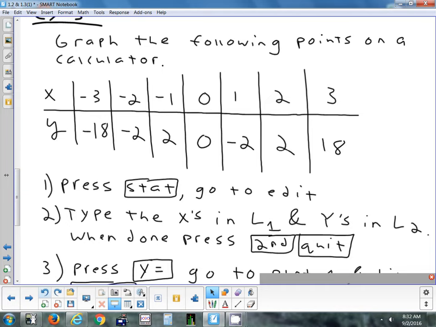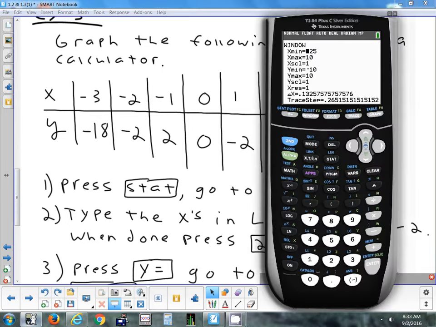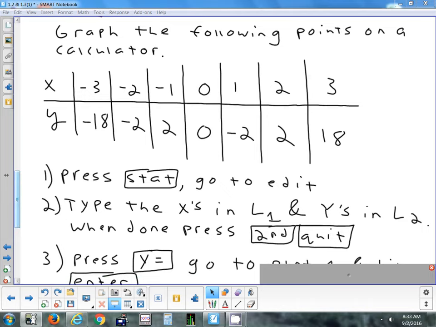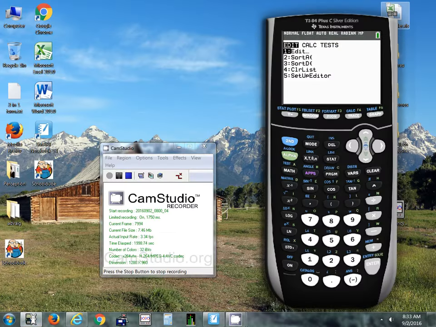All right, so to graph these points, the first thing we have to do is press stat. Okay, stat is right below the delete key. All right, so if you're in another screen at this point, I'm just going to get out of it. And I'm going to press stat. Okay. Next step, it says go to edit. Okay, so on my calculator, once I press stat, I think edit was the first thing that was right there.